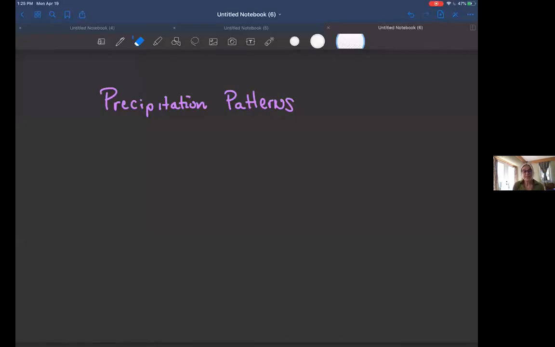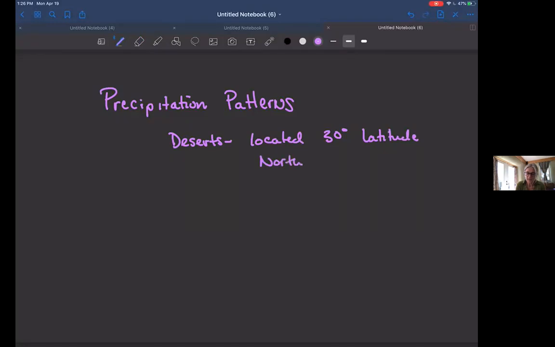So we can look at precipitation patterns. So this is the amount of rainfall that we see. And one pattern that we tend to see that is based upon that convection cell idea is that deserts generally occur away from the equator, about 30 degrees. So when we look at deserts located at 30 degrees latitude, north and south from the equator.